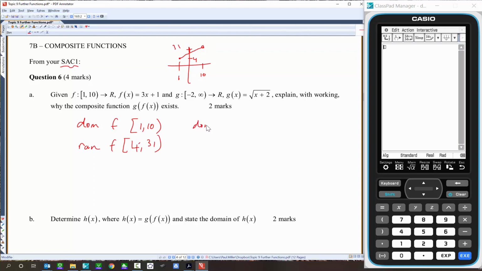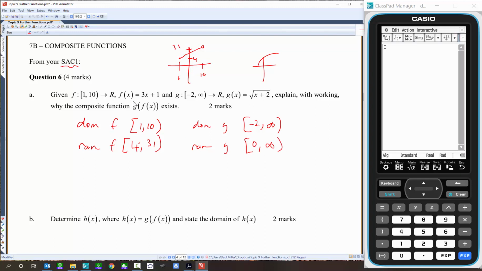Now let's do the domain and range of g. So that's easy enough for the domain, that's given to us. And that's the root function, so that's what it looks like. So it's going to have a range of g of, what's it going to be? 0, because I can produce it all the way to positive infinity.